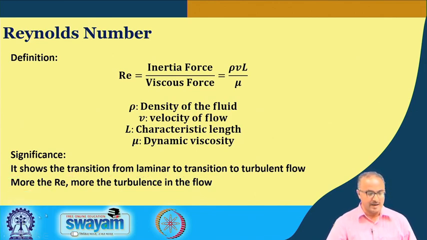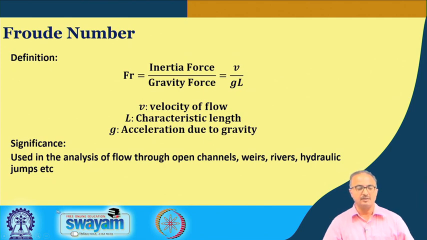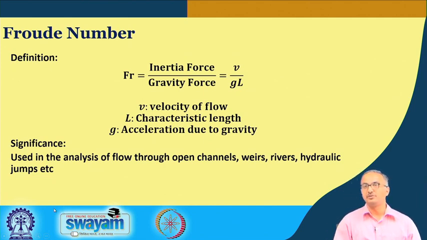Next we go to another number. This is the Froude number. Many times we have found it in our derivation, when we non-dimensionalized the momentum balance equation, which included the effect of gravity. We came across this particular number, the Froude number, and this is the ratio of the inertia force to the gravity force.